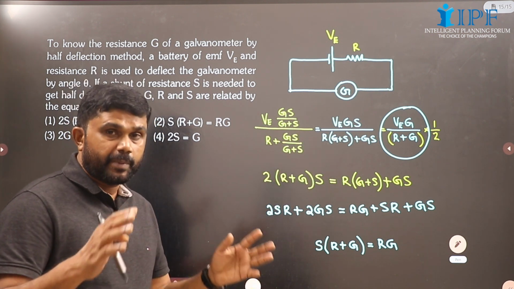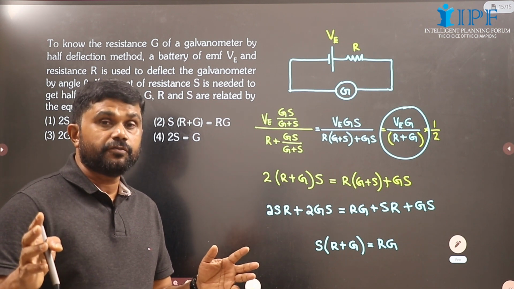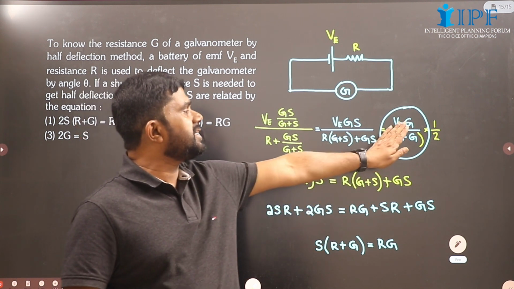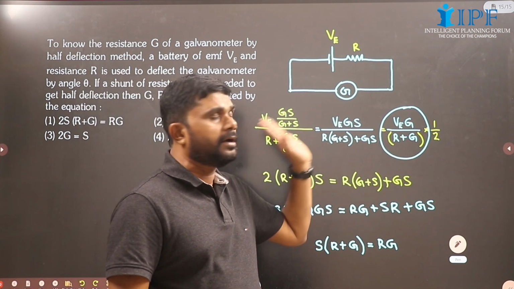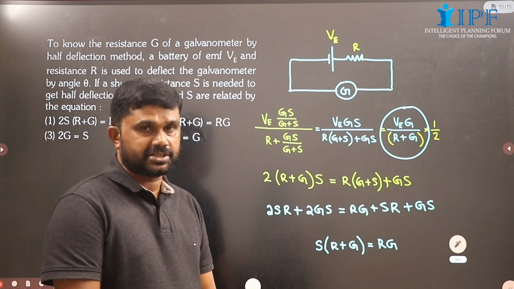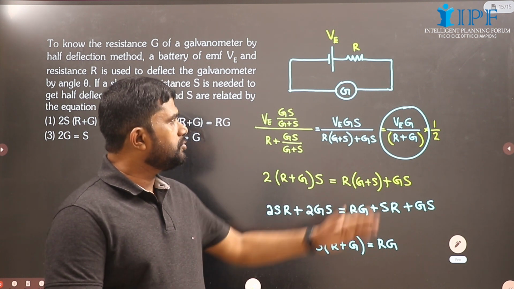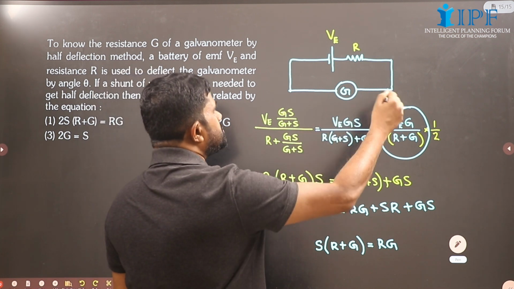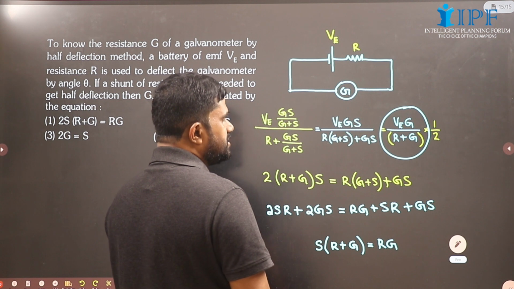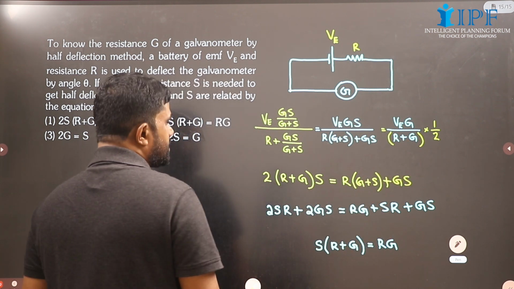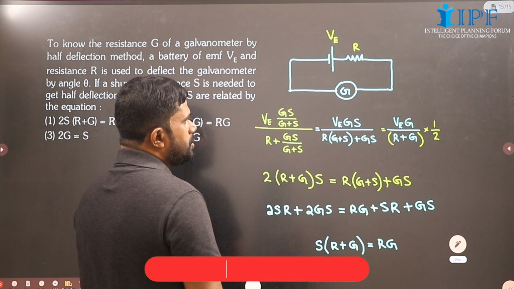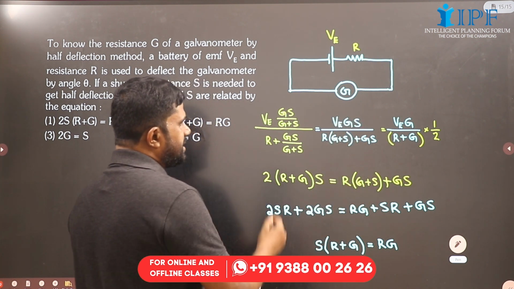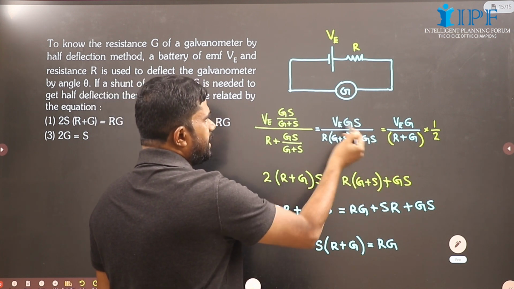And that voltage must be half of the voltage initially read by the galvanometer. Okay. So this is the initial reading, and half of that will be the reading after connecting the shunt. Now here we have this VE and G on both sides, which can be cancelled. Okay, VE and G, and see here, this 2 can be taken here. So this 2 into 2R plus G into S, that is here. So here we have 2R plus G, S will be remaining.